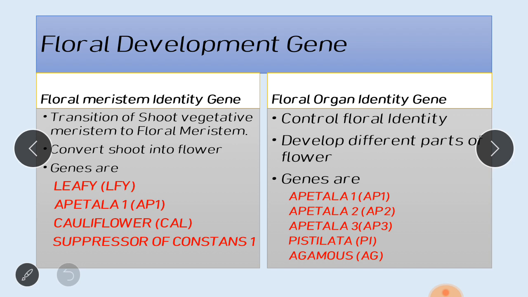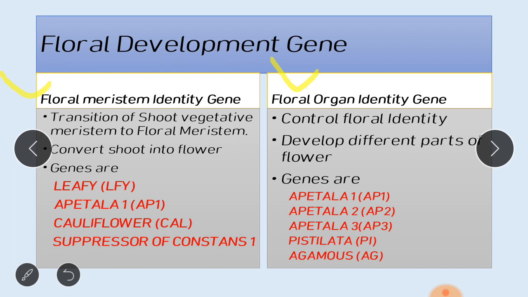So for these two different works, two different types of genes are present. The first is the floral meristem identity gene, and the second is the floral organ identity gene. The first gene converts the shoot vegetative meristem to floral meristem, while the second gene, after the floral meristem formation, develops the floral organs like sepal and petal. The whole flower is developed based on this floral organ identity gene, which is the class 2 gene.